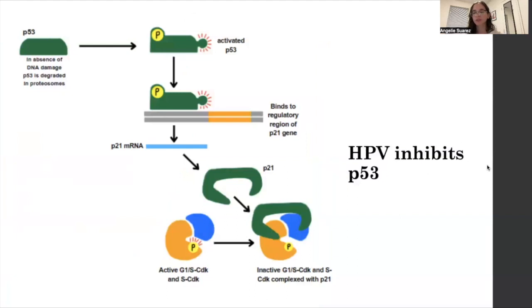Another protein produced due to HPV is E6. E6 can inhibit the tumor suppressor gene P53. P53 detects cell damage and arrests the cell cycle or induces apoptosis. As we can see, an activated P53 acts as a transcription factor for the P21 gene. P21 can in turn inactivate the G1/S CDK and S CDK complex and arrest the cell cycle at the restriction checkpoints.